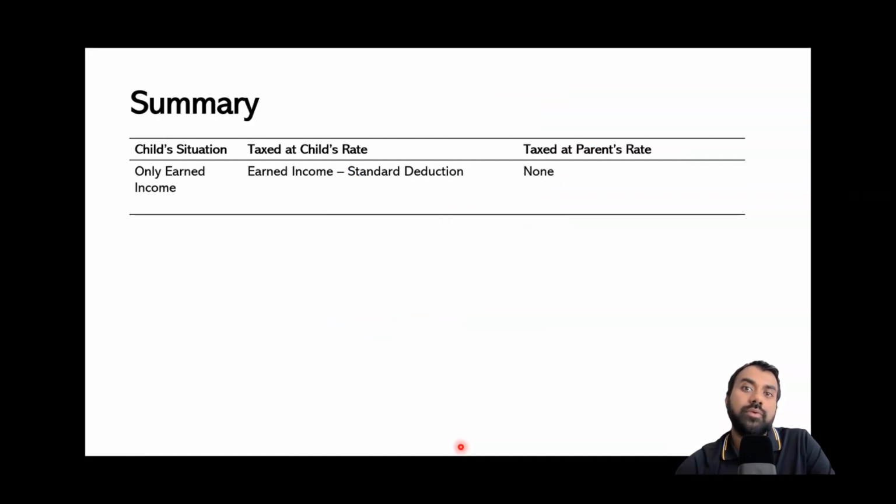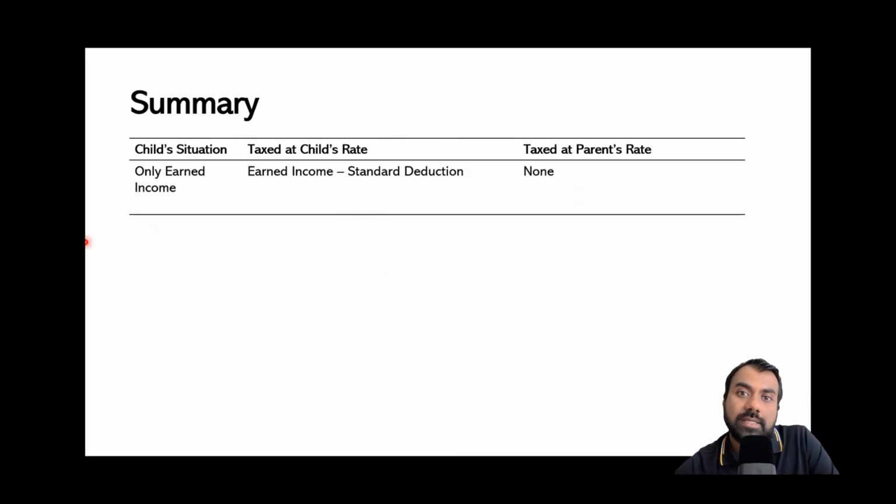So here is a summary that you need to remember. Let's think about three separate situations and what happens under each situation. What if the child only has earned income? In that case, the calculation is just like any normal person. We figure out their earned income, and from there we subtract their standard deduction, and that's the part that's going to get taxed at the child's rate. And then the amount that gets taxed at the parent's rate is just nothing, because the child has their own income, and that's why there is nothing that's going to be taxed at the parent's rate. That is, there is no Kiddie tax rule here.